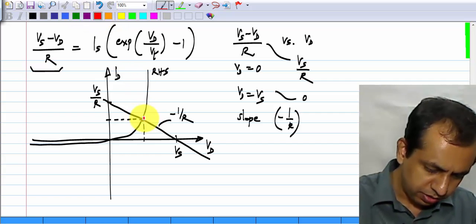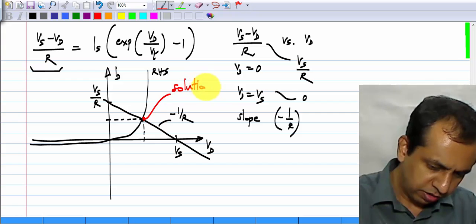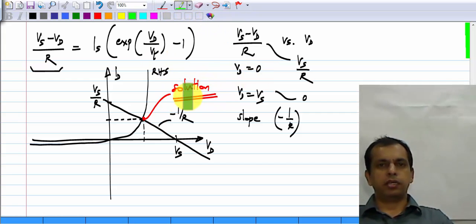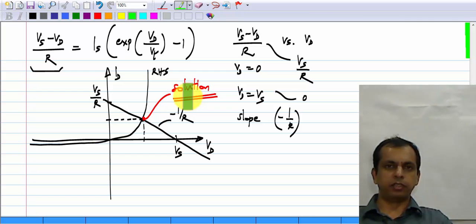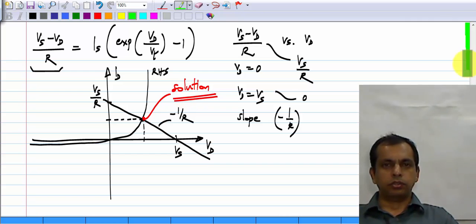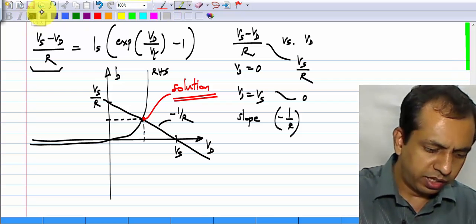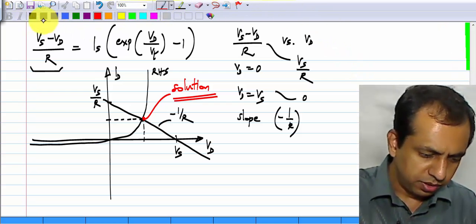So, this is the solution. So, by plotting different parts of the equation and finding the point of equality, that is finding the point of intersection, you can find the solution. So, say somehow you find the solution either numerically or graphically. Now, I will just give you an illustration. If you want, you can solve for this numerically and find the solution.